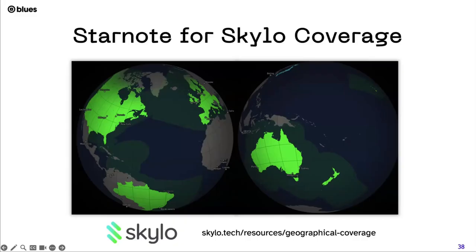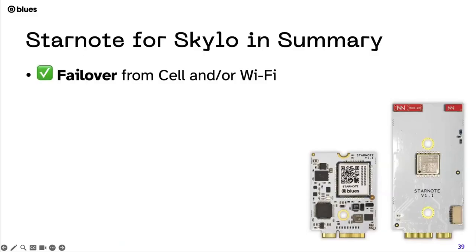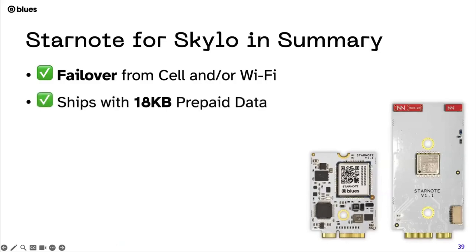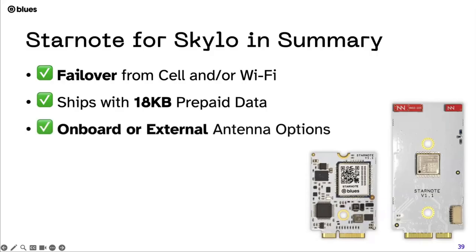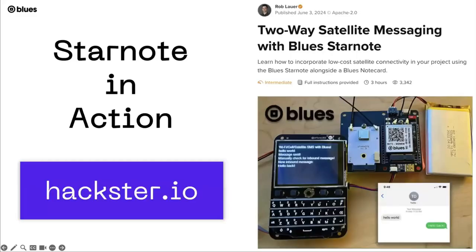to validate that. So finally, quickly in summary here before the demo, Starnote, again, I'm going to quiz you on this later. It is a note card accessory designed for failover. It does ship prepaid, $49, 18 kilobytes of data. We can bill you later for additional data. Again, two variants, the UFL and the onboard antennas. And the easiest way to get started is really by using the Note Carrier XS. We do have a separate Starnote starter kit as well that's available. It includes a Starnote, a Note Carrier, and a Note Card Wi-Fi. So it's really easy to get started. And again, check out those coverage maps at skylo.tech.